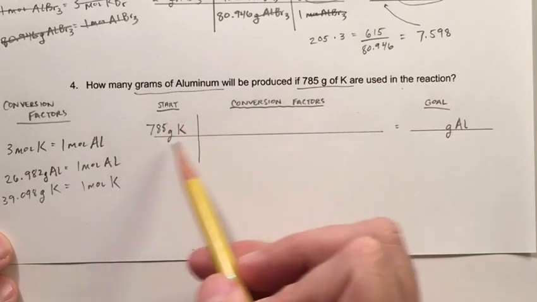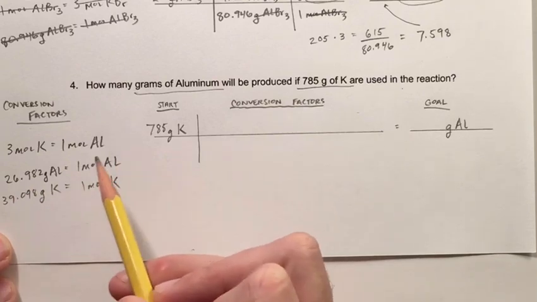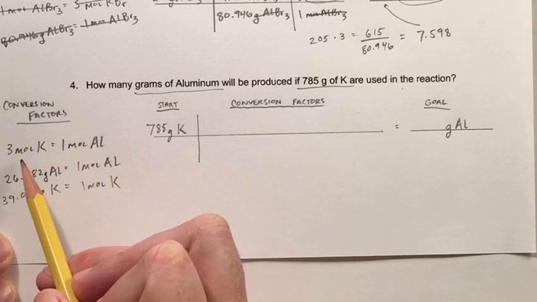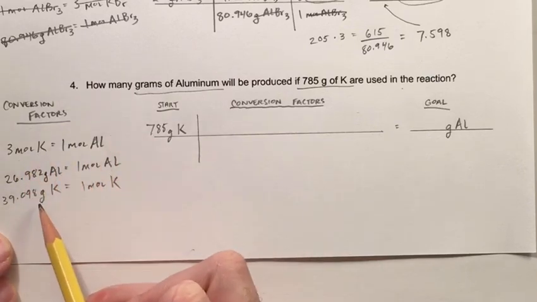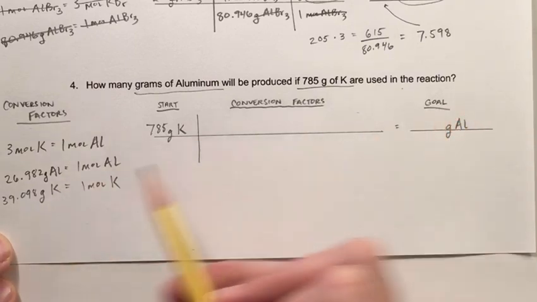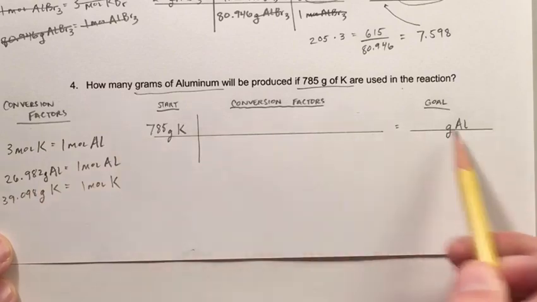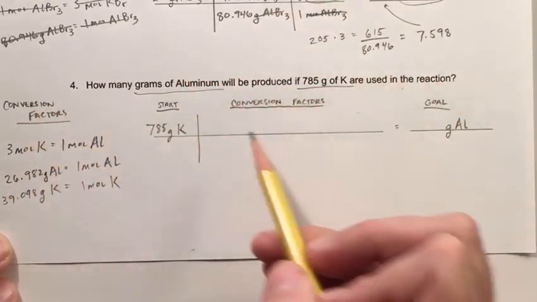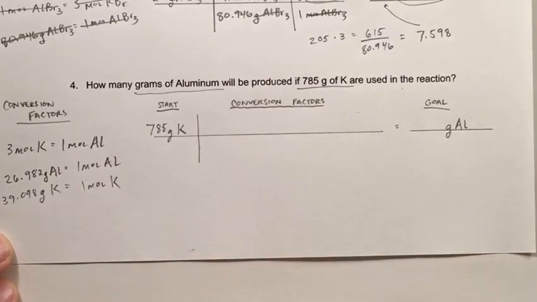Cool. I'm going to start in grams, use this molar mass to switch to moles of potassium, use my molar ratio to switch from moles of potassium to moles of aluminum, and then from moles of aluminum back to grams of aluminum. So I will end up with grams of aluminum here. I just need to line all my conversion factors up in here so that everything cancels out and I do the math the right way.